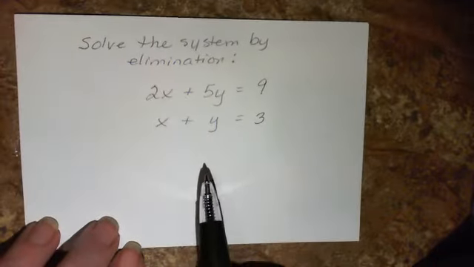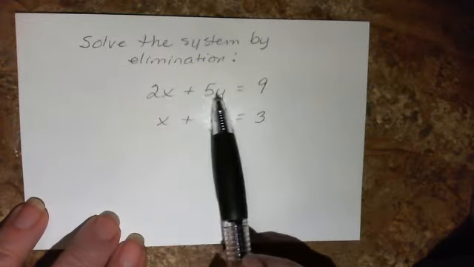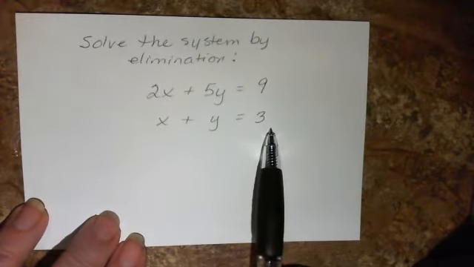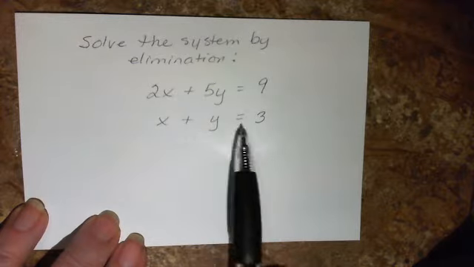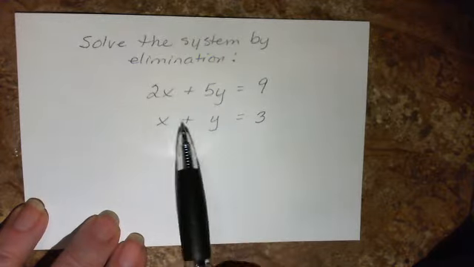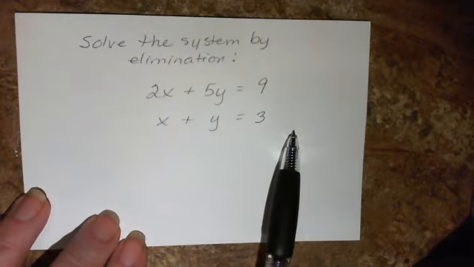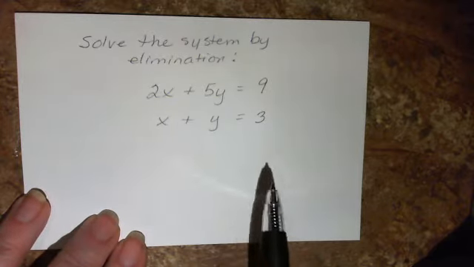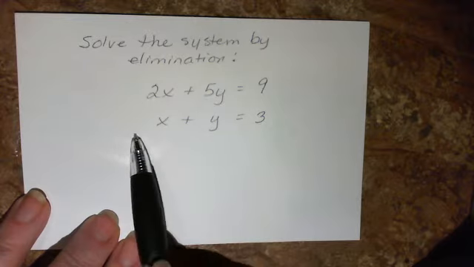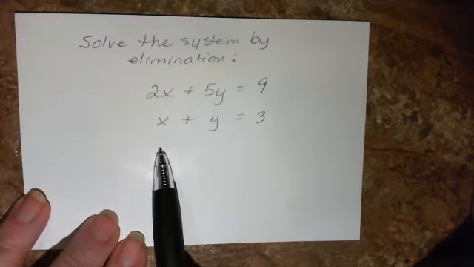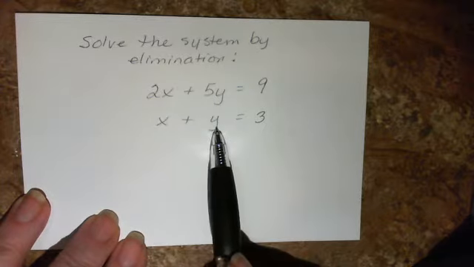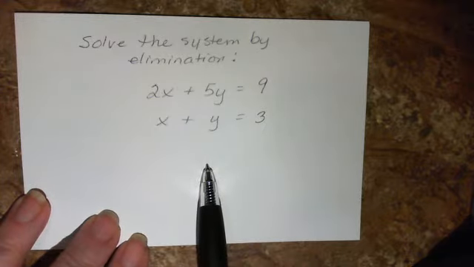Right, so let's solve a system by elimination. Substitution is good when one equation has one variable isolated. Elimination is good when both equations are in standard form. So these two equations are in standard form: ax plus by is equal to c. Now what we want to do is to add to eliminate a variable. Well, nothing happens here. If we add 2x and x, we get 3x. We don't eliminate the x's. 5y and y, we get 6y. We don't eliminate the y's.